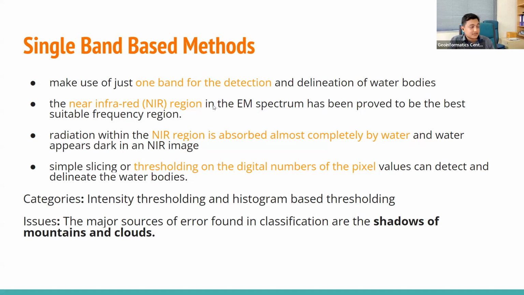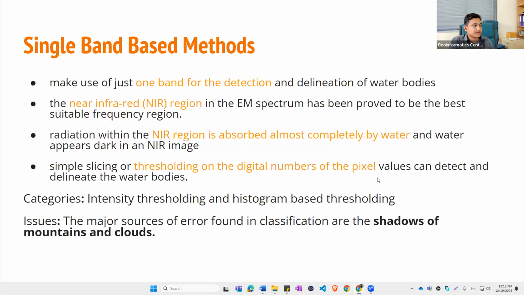And the major issue with working with a single band based method is that sometimes the shadows of mountains or clouds can also cause error in our water detection, because we are completely relying on a single band.